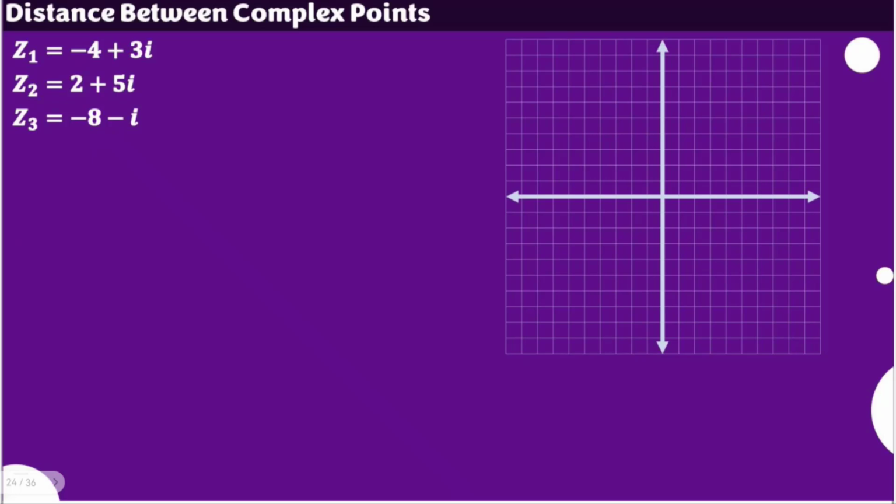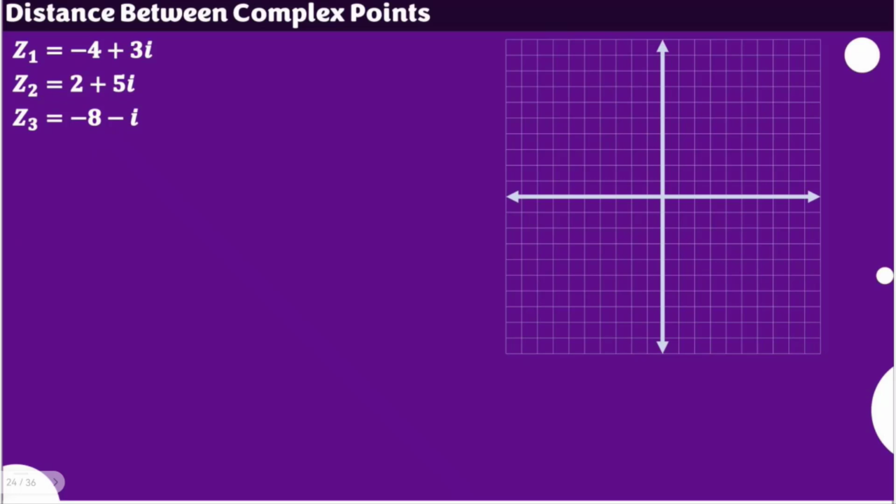This time, let's talk about the distance between complex points. We are given three different complex numbers, and later on we're going to plot them on this Argand diagram, and solve for distances between them. Now, let's talk about distance between complex points. Actually, we will have the same formula as the distance between real numbers or points on the Cartesian plane.